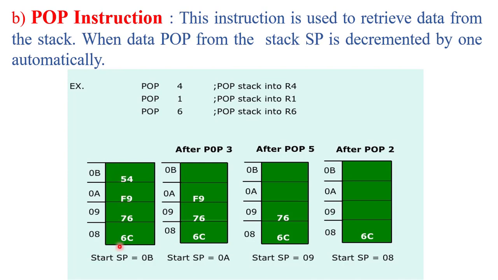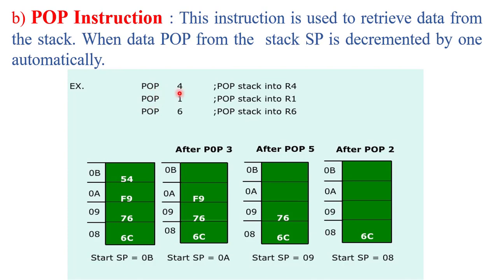Suppose this is the stack and this is the address where data is stored in the stack. So by using the POP instruction, we retrieve data from this stack. The stack pointer points to the top address of the stack, that is 0B. When we pop data from the stack, the stack pointer is decremented by 1. So these are the POP instructions. First instruction is POP 4.